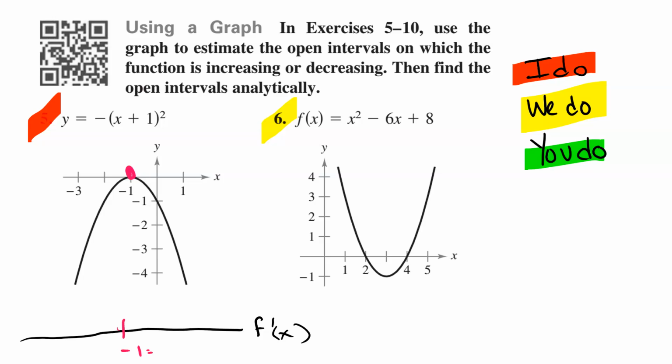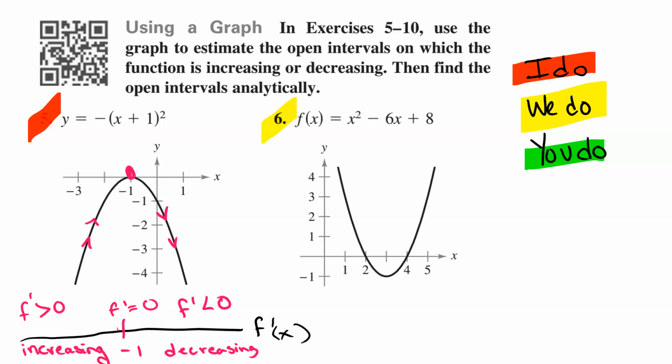So at -1, I've got a derivative equal to 0. On the left-hand side, as I go left to right, I'm going up. So this side, I've got a positive first derivative, and I am increasing. On the other side, as I go left to right, I'm going down, so I'm decreasing. And that means my first derivative is less than 0.